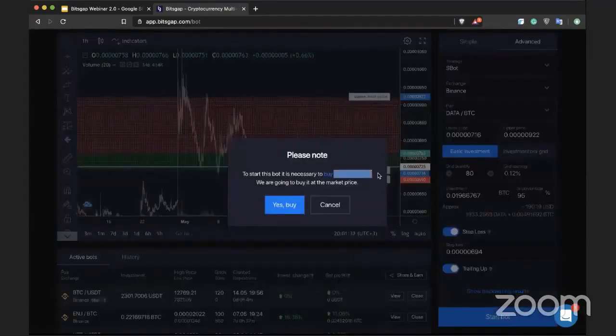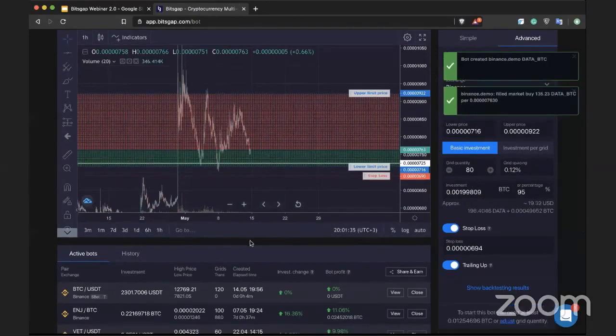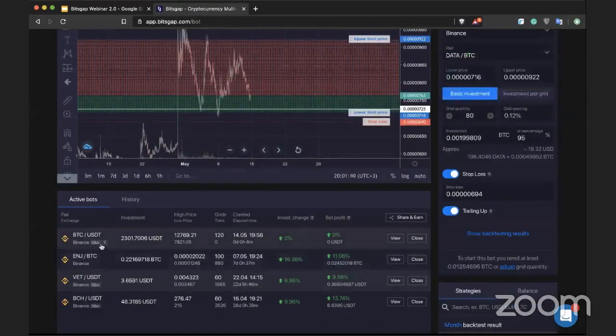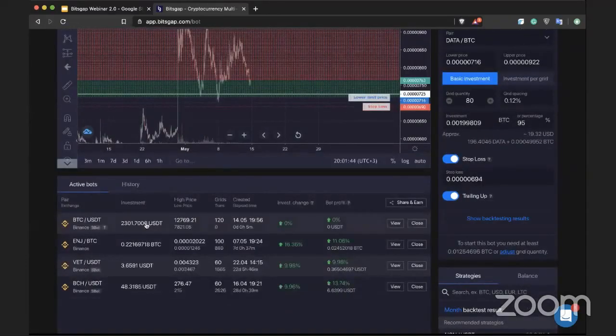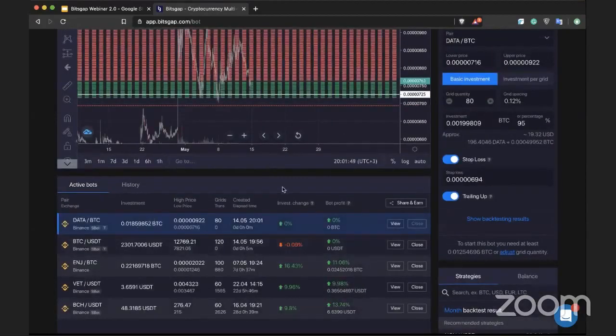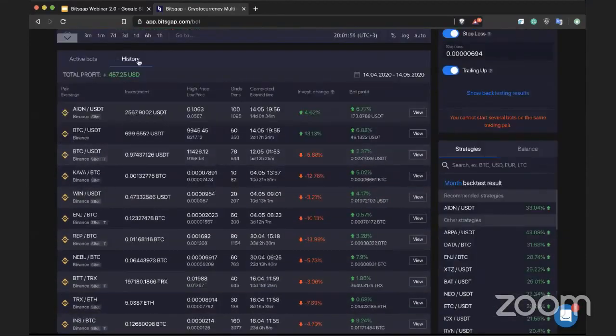Yes, I must buy this amount of data. And finally, you will see your active bot in this section. Just give it some time. Yeah, so finally we are here. We are in the game. And if you want to see your historic results, you can go to the history section.